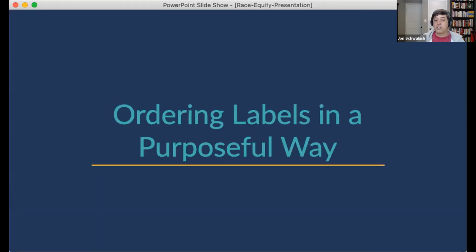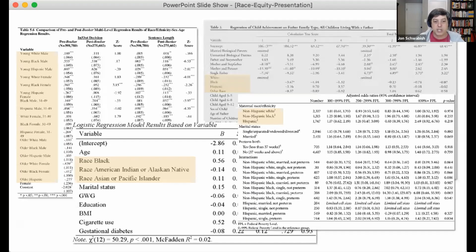Okay, so that's language. Let's talk about ordering labels in a purposeful way. And I think this is sort of my 2-minute elevator pitch of this particular project, which is when you're thinking about ordering your labels, ordering the bars in your bar chart, the labels in your tables, what is the order that you're using? Is it just coming out of how the data are coded, how you've collected it, or is it more purposeful and more strategic?